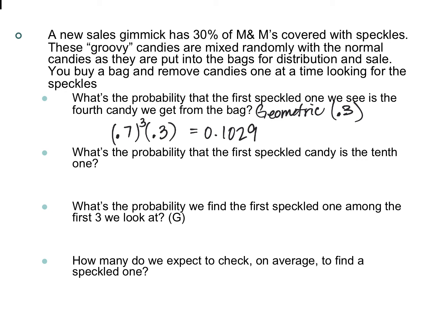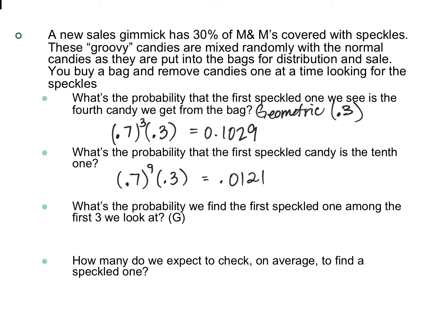Okay, what is our formula? What are the numbers set up? Not the final answer. 0.7 to the 9th, right? Times 0.3. If my first speckled candy is on the 10th, then I have 9 failures before my first success. So 0.7 to the 9th times 0.3 is 0.0121.